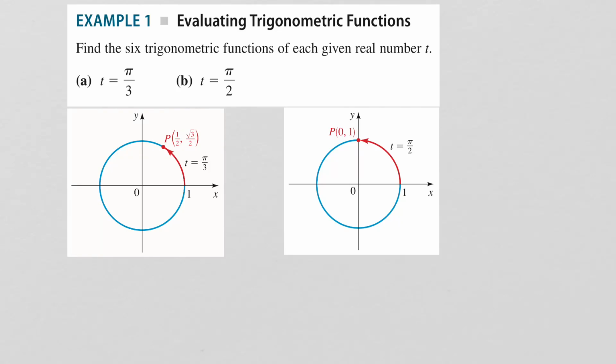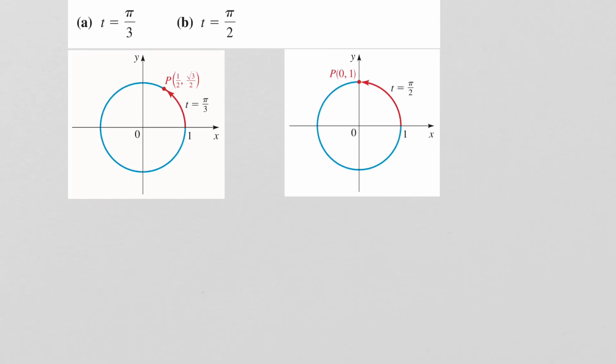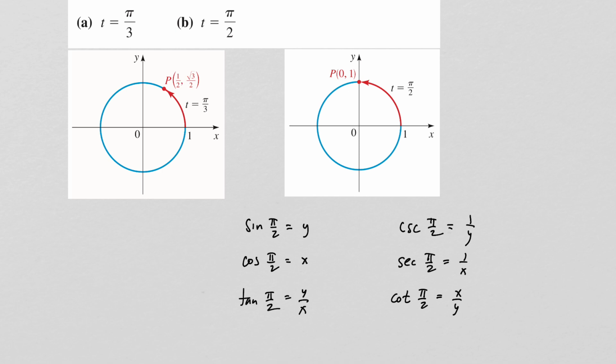Now for t equals pi over 2, we basically go through the same thing. First of all, the point on the unit circle corresponding to t equals pi over 2 is the point (0, 1). So let's go ahead and set up our trigonometric ratios. And now we just need to find the point here. And of course, in that point, x is 0 and y equals 1. And so we can fill these out.